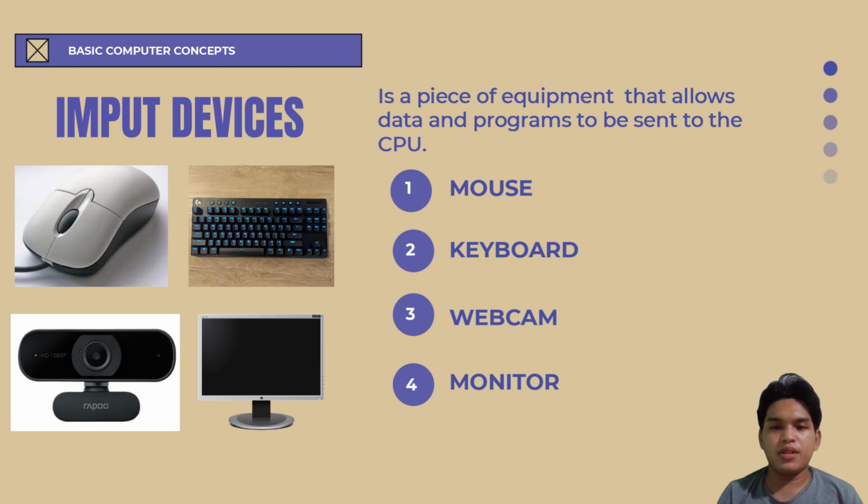Let's talk first about input devices. It is a piece of equipment that allows data and programs to be sent to the CPU. These are the tools that we use to send information to the computer. Common examples of it are the mouse, keyboard, webcam, and yes, the monitor can also be an input or output device depending on how it is used.